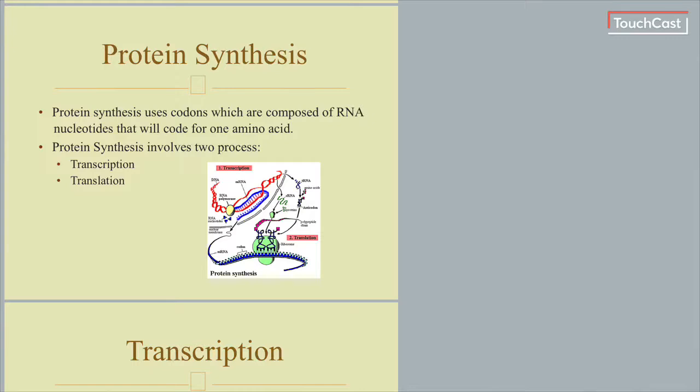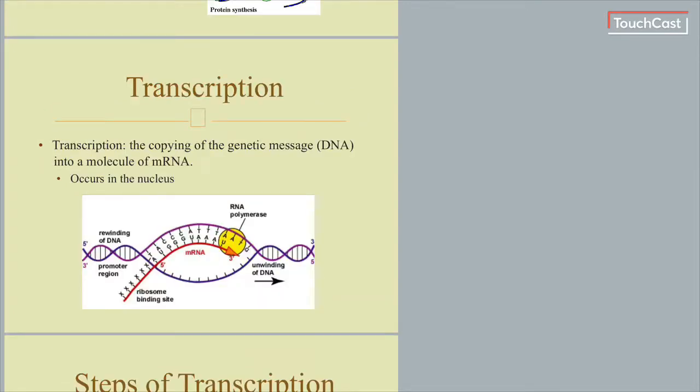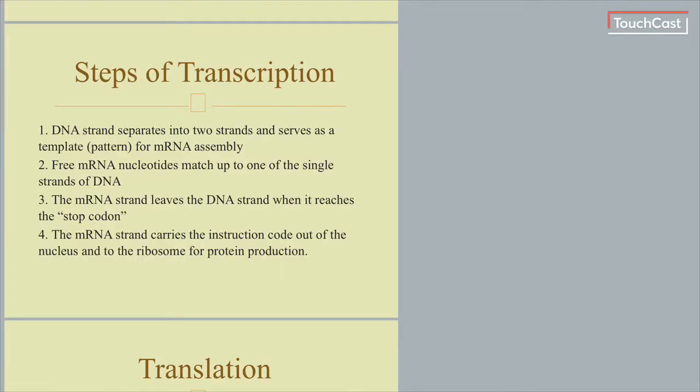Protein synthesis involves 2 steps, and those 2 steps are transcription, so that's the writing, and then translation, where we read what we write. First, let's talk about transcription. Transcription is the copying of the genetic message, so DNA, into a molecule of RNA, and this occurs in the nucleus. The steps for transcription are as follows.